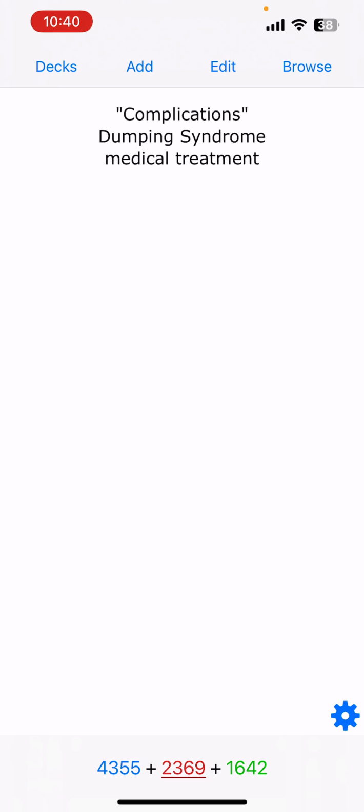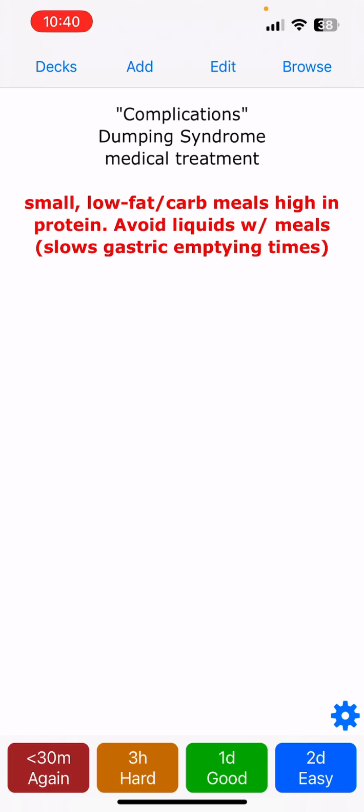Dumping syndrome. What's the medical treatment for dumping syndrome? IV fluids, small, low-fat carb meals, high in protein, and avoid liquids with meals, as it slows gastric emptying.